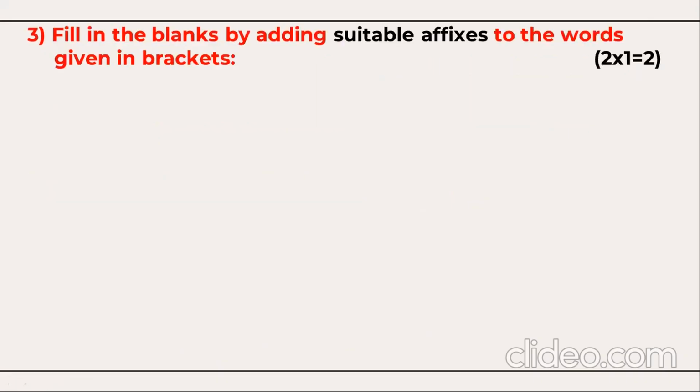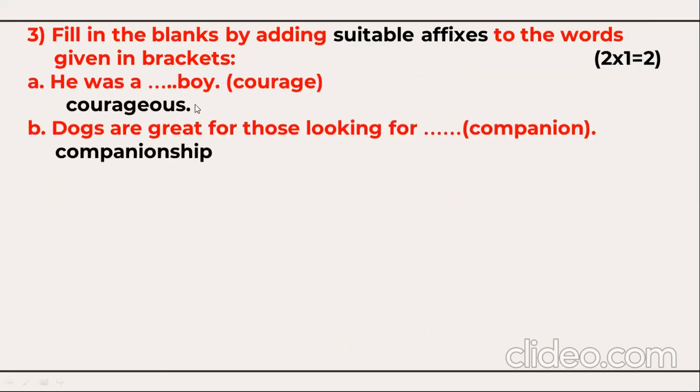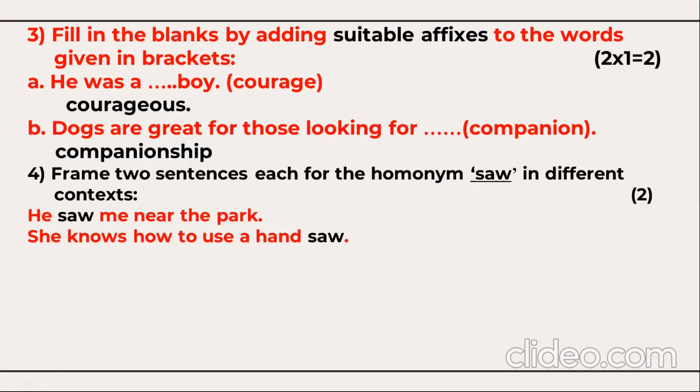Next, suitable prefixes and suffixes. He was a courageous boy. Dogs are great for those looking for companionship. So courage, courageous, companion, companionship. Next, frame 2 sentences, each for the homonym saw, S-A-W. The first: he saw me near the park. This is a verb. Next: she knows how to use a handsaw. This is a noun. Saw is a kind of instrument used to cut vegetables or wood, etc. So the first is a verb and the second is a noun.